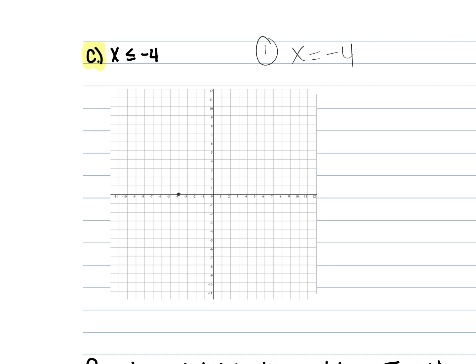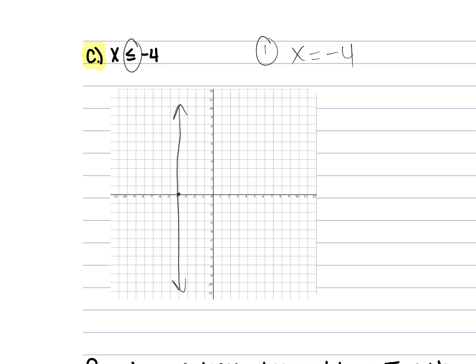Oh, and it's a line, up and down, a vertical line. Very good. How did you know it was vertical? Because it's x equals, not y equals. Okay, it's x equals. Very good. Anytime it's x equals, it's going to be a vertical line. Anytime it's y equals, it's going to be horizontal. Look at the symbol that was used.